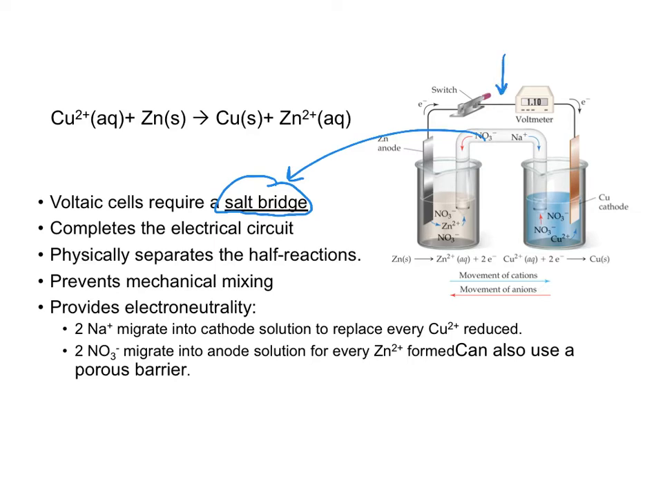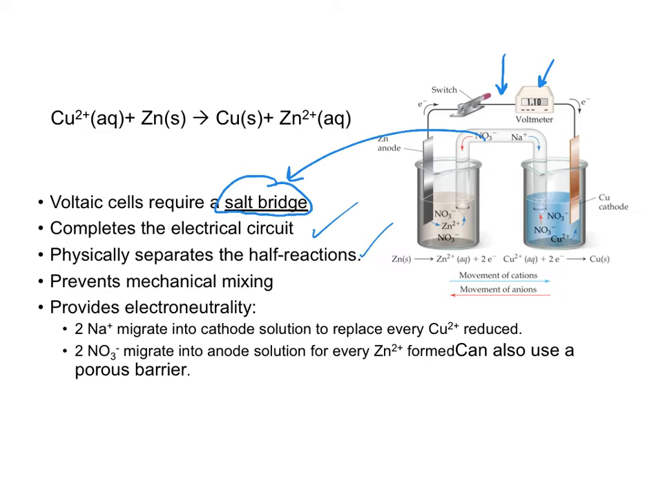It's just like a flashlight and a battery. The circuit is completed. There's a spontaneous chemical reaction occurring. That spontaneous reaction is actually producing a voltage, okay? So the salt bridge is there to complete the electrical circuit. It's there to physically separate the half reactions.